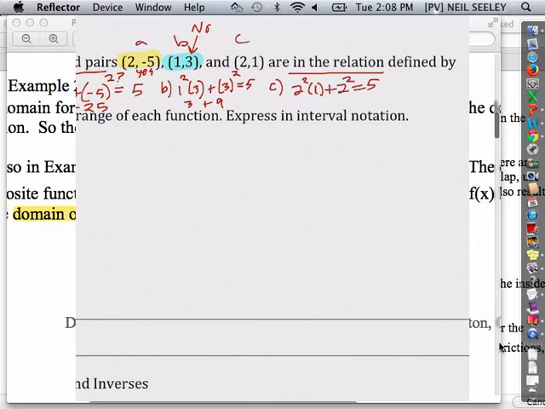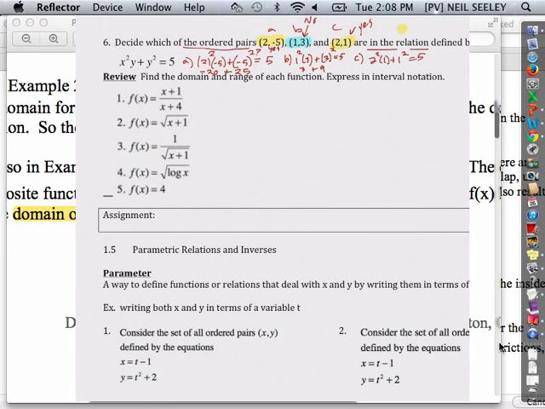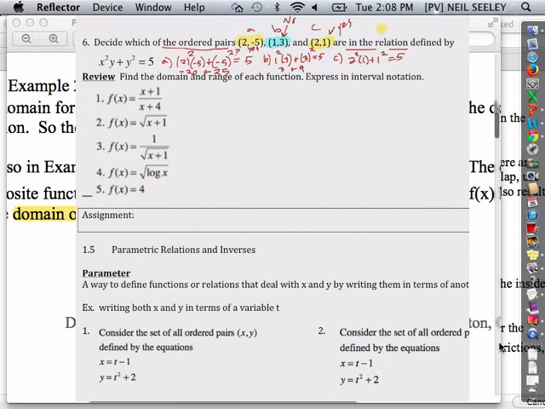Did I put the wrong number somewhere? Is it 1 squared? Oh, that's what you said. Can I erase that? 1 squared. 4 plus 1 is 5. Bingo. That's the yes color, going in yellow for yes. Good. That's the key. As domain, range, I'm asking for both.